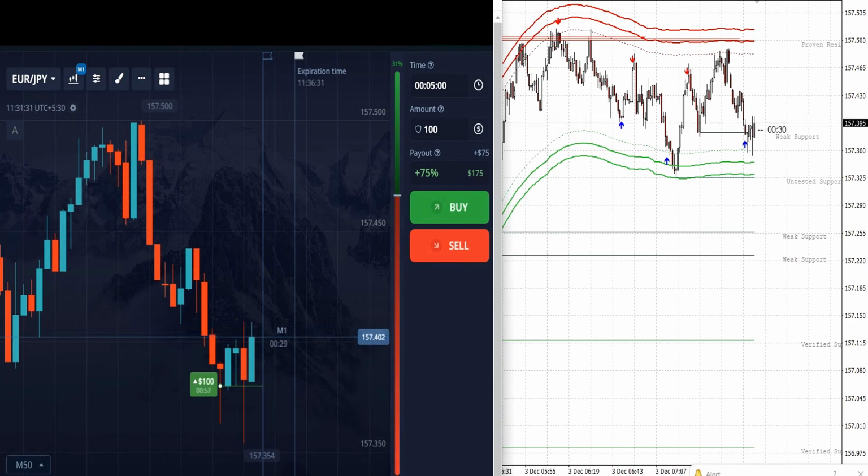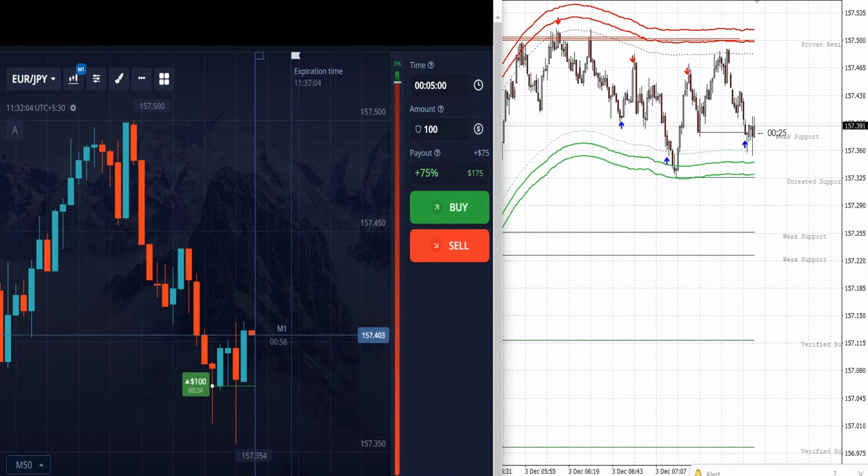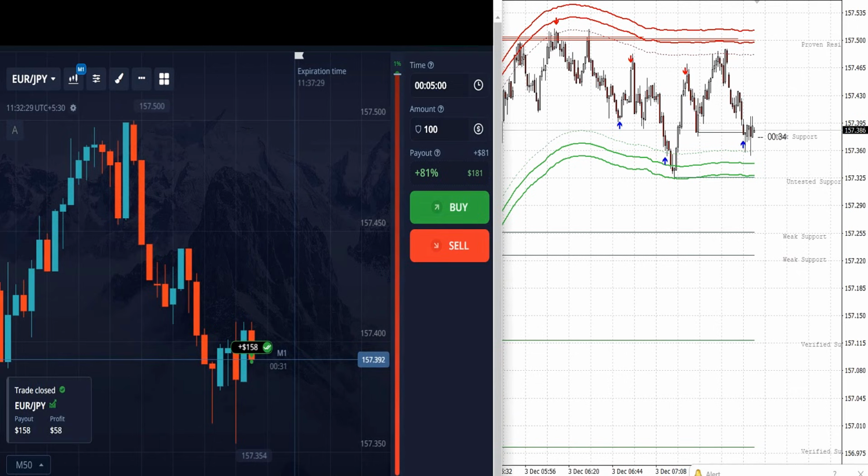This is exactly why we wait for price to come to support before buying. When support holds, the market usually gives a reaction, even if it's not immediate. Now let's look at the final outcome. As expected, the price moved upward from the support area and the trade closed in profit at expiry. This confirms that the buy setup was valid and the market respected the support zone.